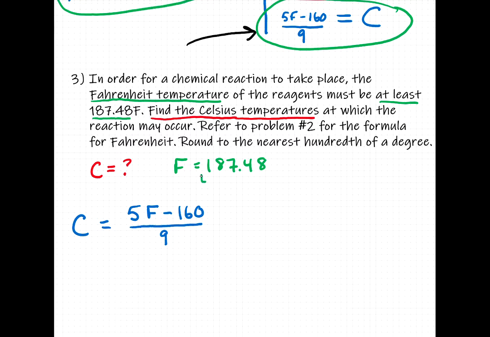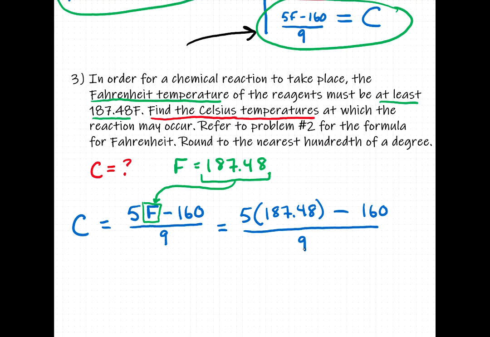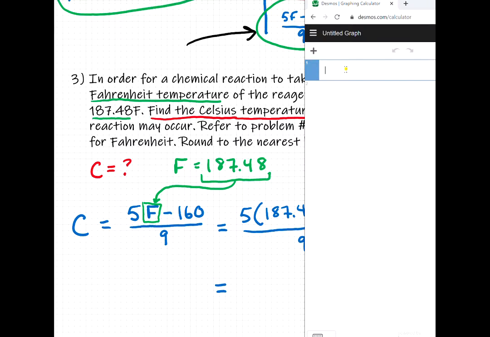What we're doing is basically taking this number, 187.48, and plugging it in for that F. So instead of 5 times F, we have 5 times 187.48 minus 160, all divided by 9. And that is certainly a question for the calculator. And I'm going to pull up the Desmos calculator, which I recommend for this class.